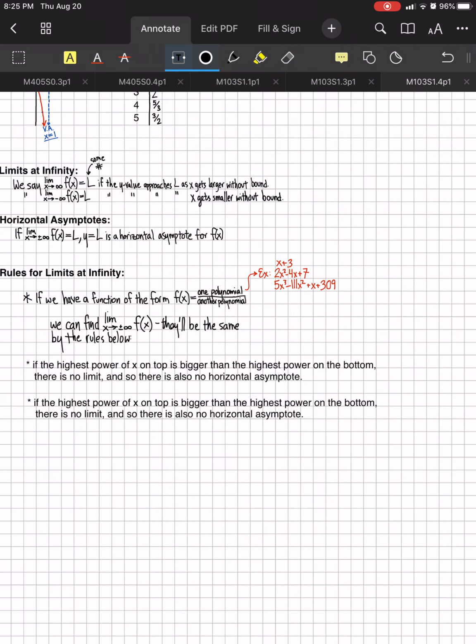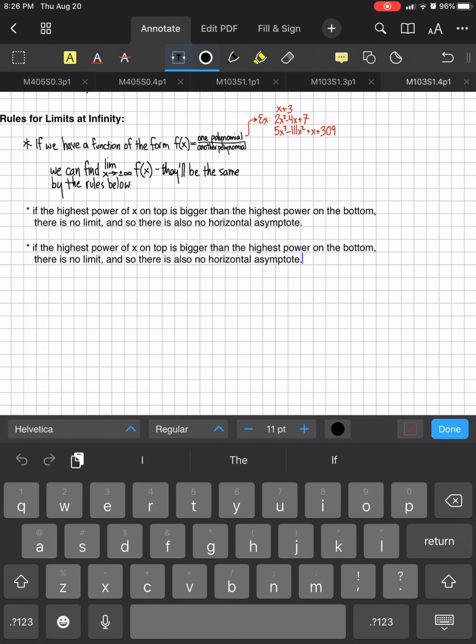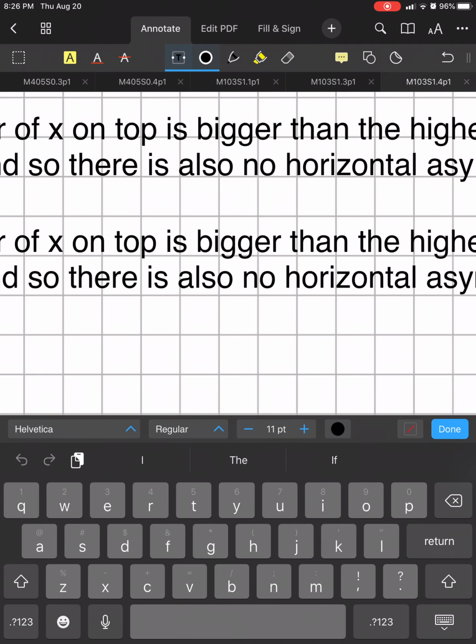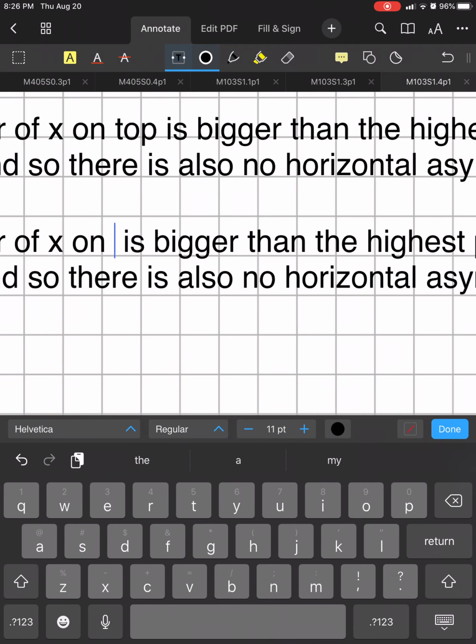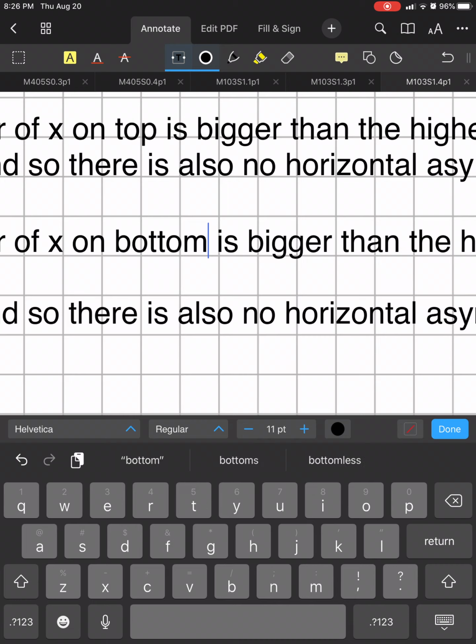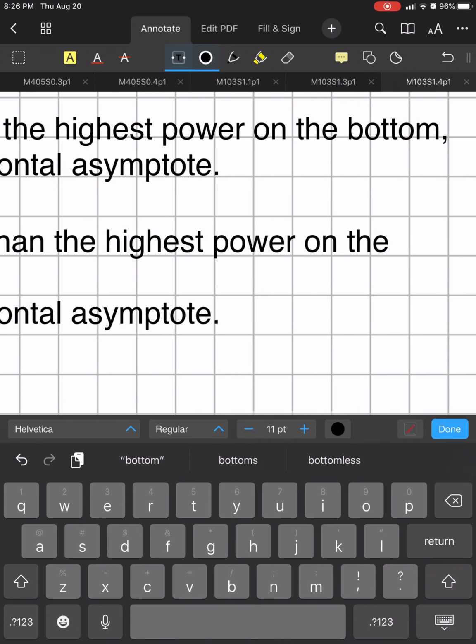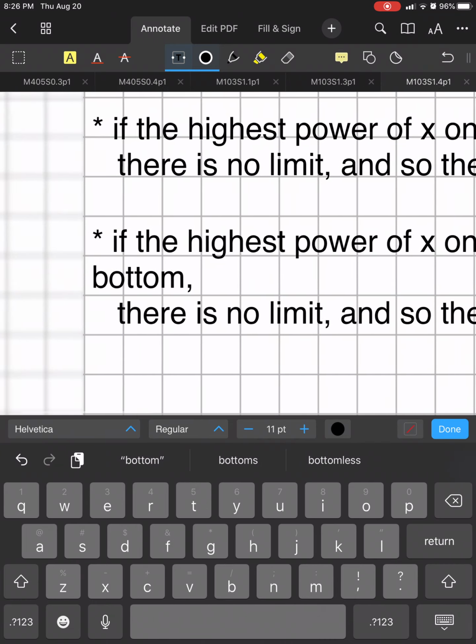What would our next situation be? Go ahead and pause this and think, what's another situation? Here we've already looked at the power of x on top is bigger. What would another situation be? Well, if you're back, the next situation we can have is instead of the power on top being bigger, we can have the power on the bottom being bigger than the power on the top.